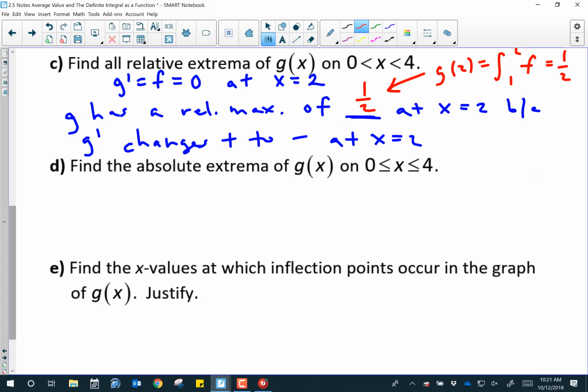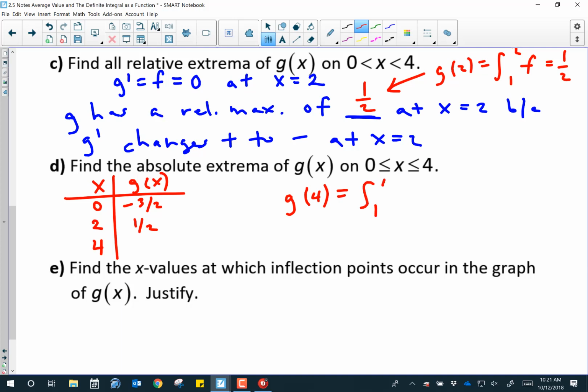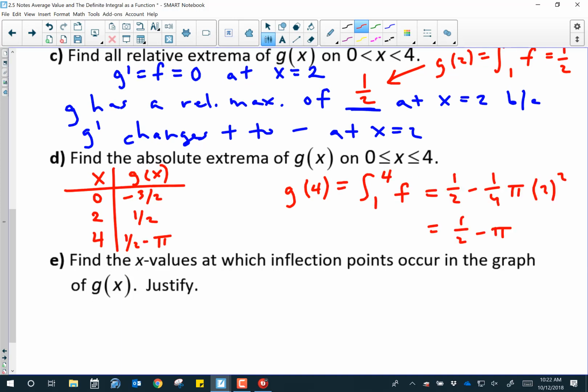So we're going to make our candidates test with a table of values. So we have x and g of x. Our endpoints are 0 and 4, and our critical value was at 2. We already calculated g of 0 from the very beginning, so we know that that's -3/2. We've already calculated g of 2, which is 1/2, so now we just have to calculate g of 4. I'll let you do that. You should get 1/2 minus pi.